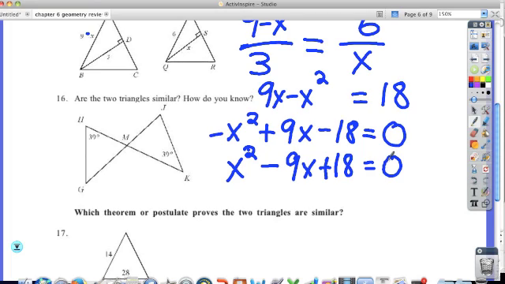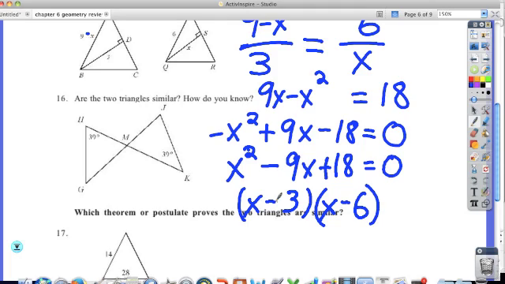Now, gentlemen, I have to actually factor the quadratic. Who says they don't know how to do it? Okay, well, sadly you're going to algebra 2. I need 2 numbers that multiply to get positive 18 and add to get negative 9. Yes, 3 and 6. And if they're both negative, then that'll make the positive 18.